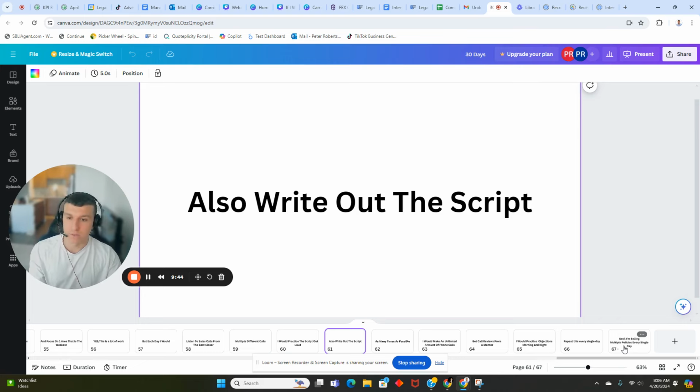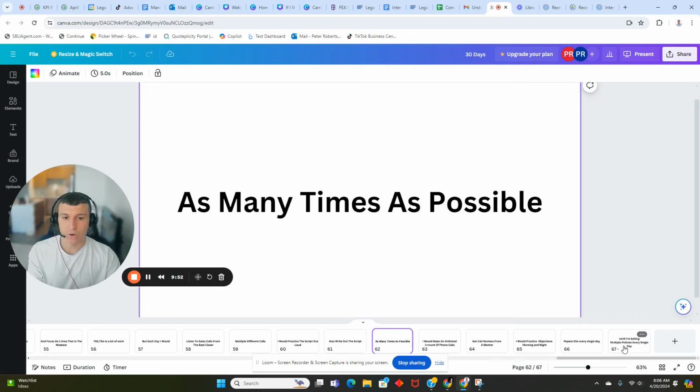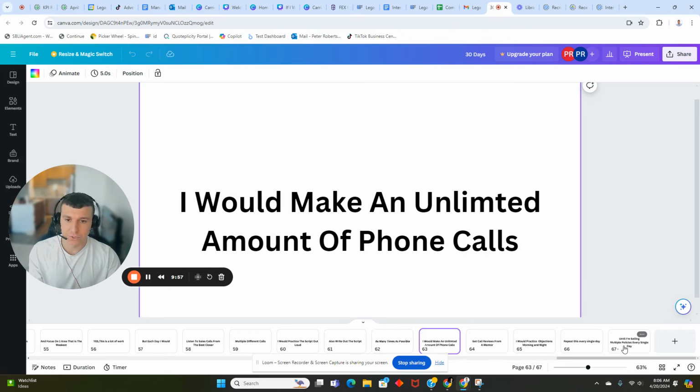And also, I would write out the script, okay? I remember typing out the script when I first got started because I wanted to learn what the script was without looking at it. And if I can write out the script, I memorize the script, and that's the goal. And then I would do that as many times as possible. Reps are crucial.